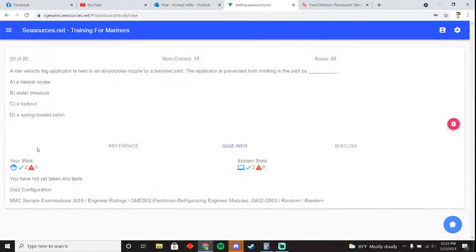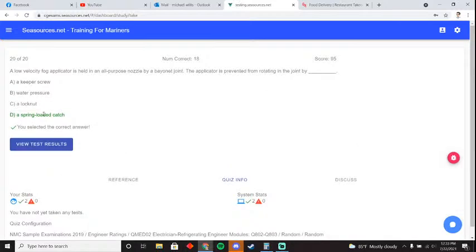A low-velocity fog applicator is held in an all-purpose nozzle by a bayonet joint. The applicator, this is firefighting, is prevented from rotating in the joint by a spring-loaded latch. That is what keeps that little bayonet down in the groove from you moving to fog, V nozzle, and continuous stream.